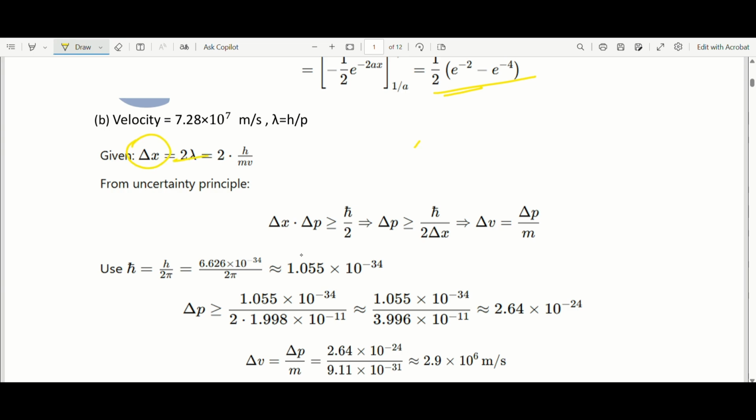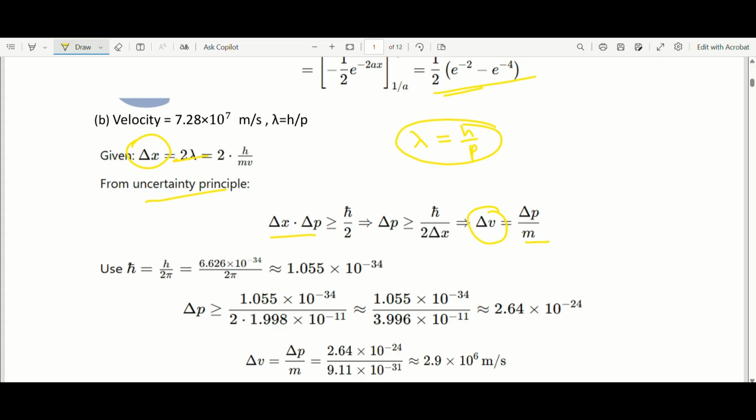Now de Broglie wavelength lambda equals h by p. This is the de Broglie hypothesis. So h by p, where p is nothing but mv. Then using the uncertainty relation, that is del x del p greater than or equal to h cross by 2, we can easily find del v in terms of del p, that is del v is del p by m. Okay, now after substituting this value, from this relation del p greater than or equal to h cross divided by twice into del x.